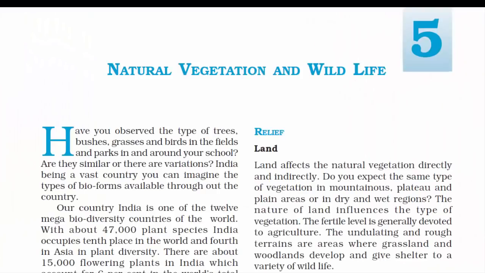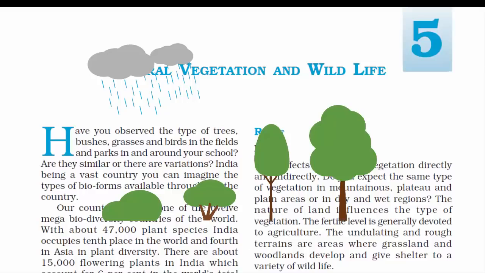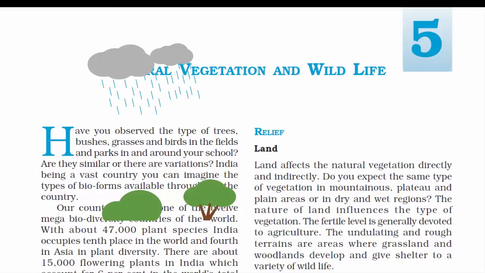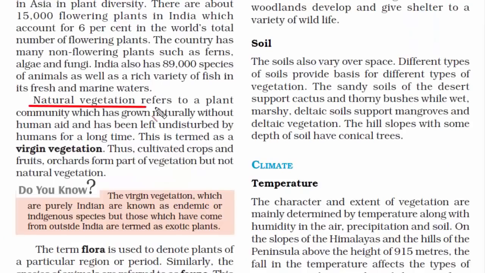Chapter 5: Natural Vegetation and Wildlife. What is natural vegetation? Well, it refers to a plant community which has grown naturally without human aid and has been left undisturbed. So that is natural vegetation.